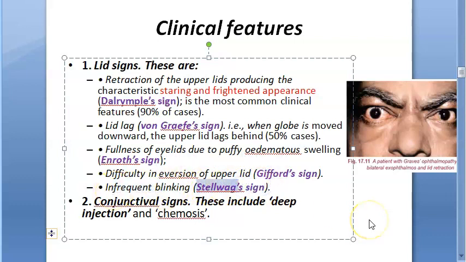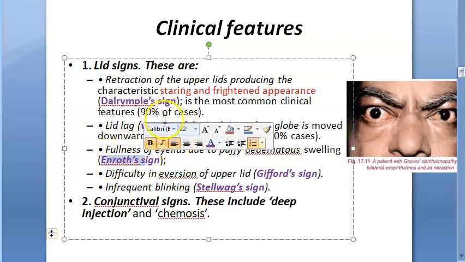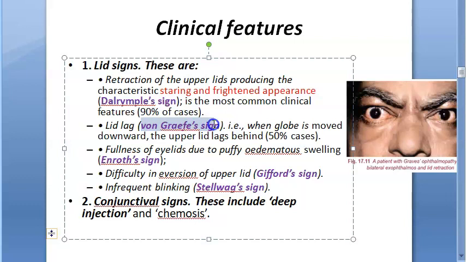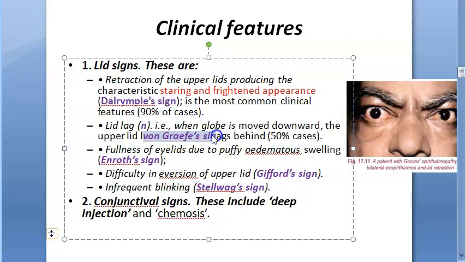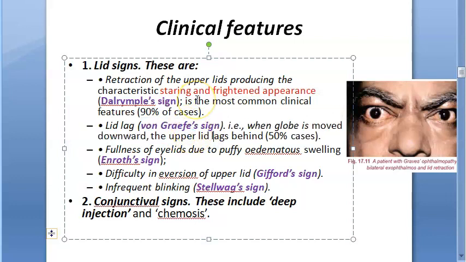These people don't blink. See, they're staring. They don't blink so often. Infrequent blinking. You cannot evert the upper eyelid. Gifford. Enroth, fullness. Von Graefe's sign. When the globe is moved downwards, the upper eyelid cannot come down. Just like the giraffe's neck, it is so high up, it cannot come down. Von Graefe sign you can remember. Dalrymple's sign. This Dalrymple is really staring at you. Okay guys, you have to remember all these signs, okay?